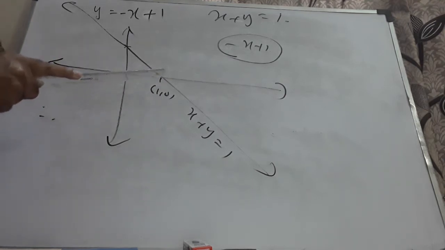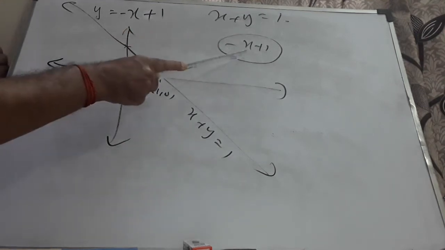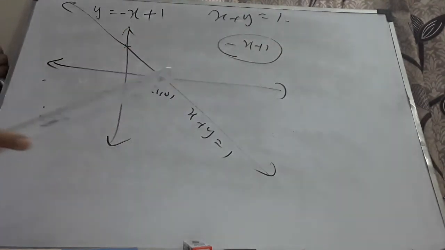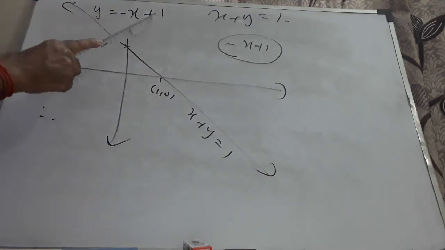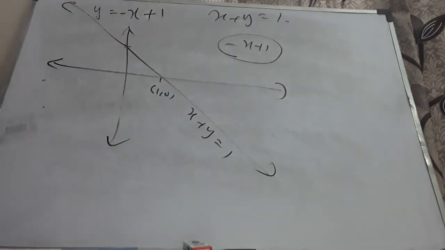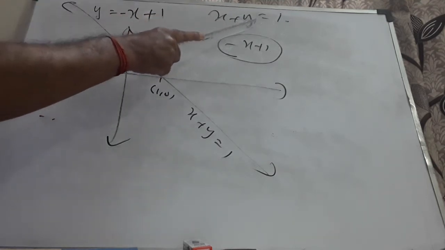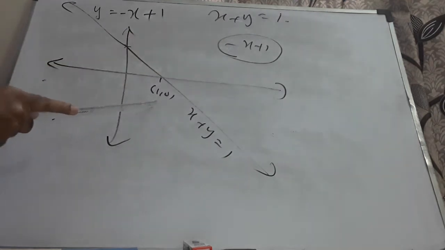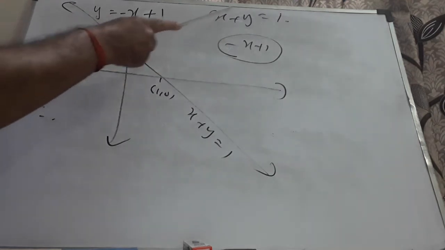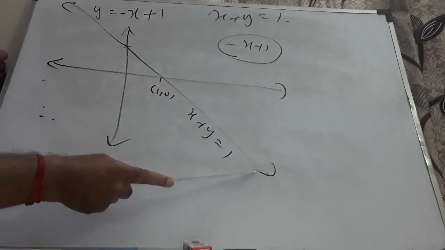Therefore it meets the x-axis at only one point, namely (1, 0). Therefore the 0 of the polynomial minus x plus 1 is 1. I repeat, I have taken y equal to minus x plus 1 or x plus y equal to 1, both are same. How to draw the graph? The easiest way is by taking where it meets the x-axis, I put y equal to 0, x is 1, therefore it passes through (1, 0). Put x equal to 0, I will get y equal to 1, it passes through (0, 1), joining which I will get a straight line.